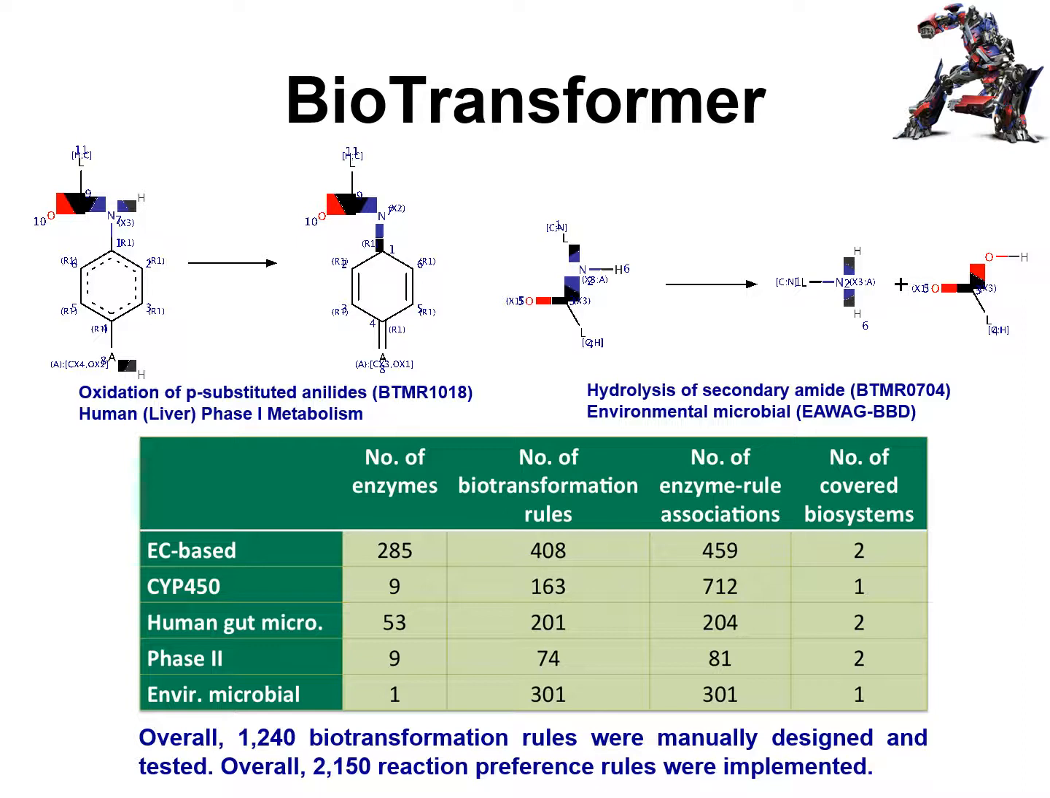Biotransformer, and this just tabulates the types of transformations and the sorts of transformation rules, about 1,200 that have been tabulated, and then a variety of reaction preference rules which help guide the process so it doesn't go to some combinatorial explosion.